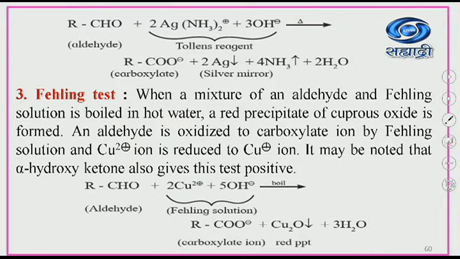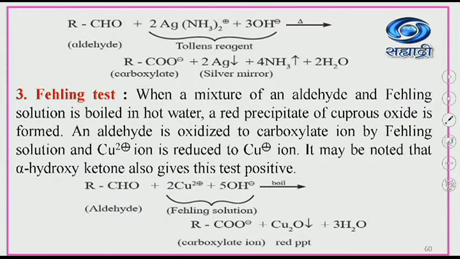When it is heated, it will give RCOO–, that is a carboxylate ion, plus 2Ag, that is the precipitate obtained, the silver mirror, plus 4NH3, that is ammonia gas evolved, and plus 2H2O, water molecules.